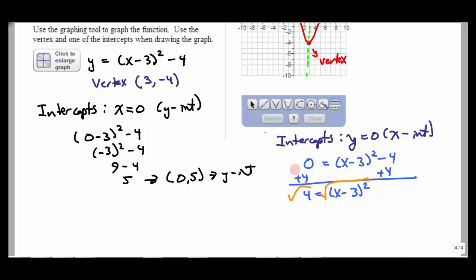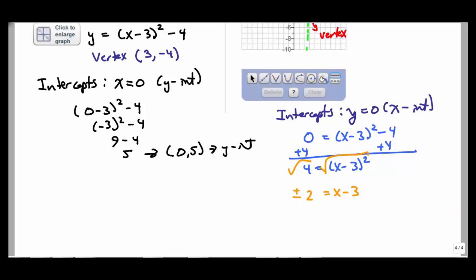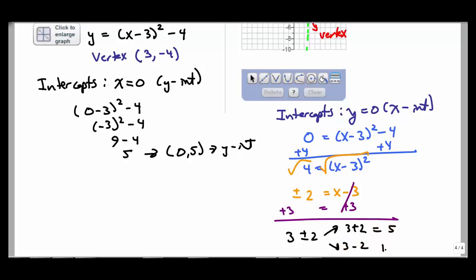So this is from previous homework that we've done. The square root of 4, I would look at this as plus or minus 2. And on the right hand side I have x minus 3. Add 3 to both sides. Whatever you do to one side, you do to the other. And I get 3 plus or minus 2. Well, that's 3 plus 2 and 3 minus 2. So I have 5 and 1. So my x-intercepts are 5, 0 and 1, 0.